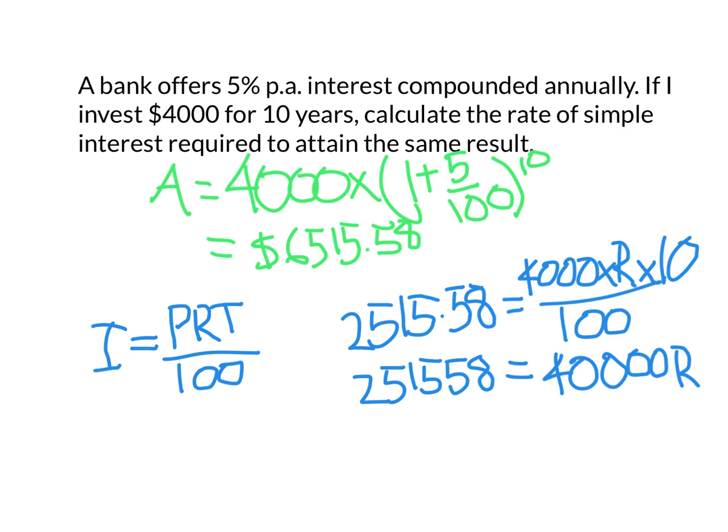So putting that on our calculator, 251,558 divided by 40,000, we get that R is approximately 6.3%. I've just rounded to one decimal place. So because it was per annum, interest compounded per annum, because the original question was per annum, so too our answer is per annum. So to get this amount of interest, $2,515.58, you only need 5% if compounded annually, but you need 6.3% if it were simple interest.